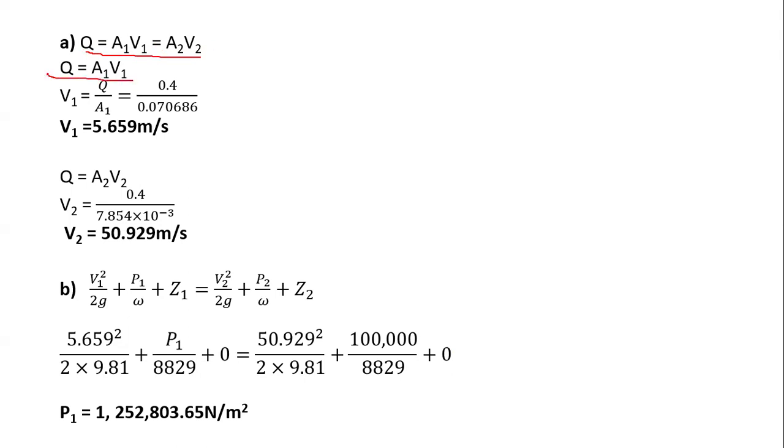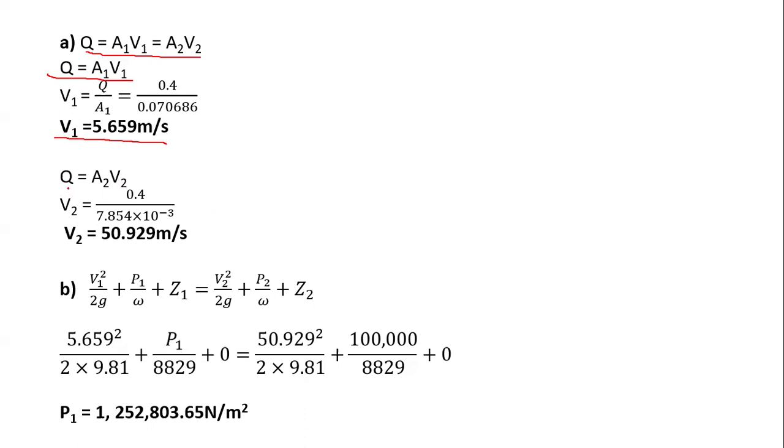So Q is equal to A1 V1, referring to the discharge. From there, you can make V1 the subject. So V1 is equal to discharge divided by the area. There we have it, 0.4 divided by the area that we had, and this is our velocity number 1. As usual, area 1 was bigger. 300 millimeters diameter was quite big compared to area 2, which was using 100 millimeter diameter.